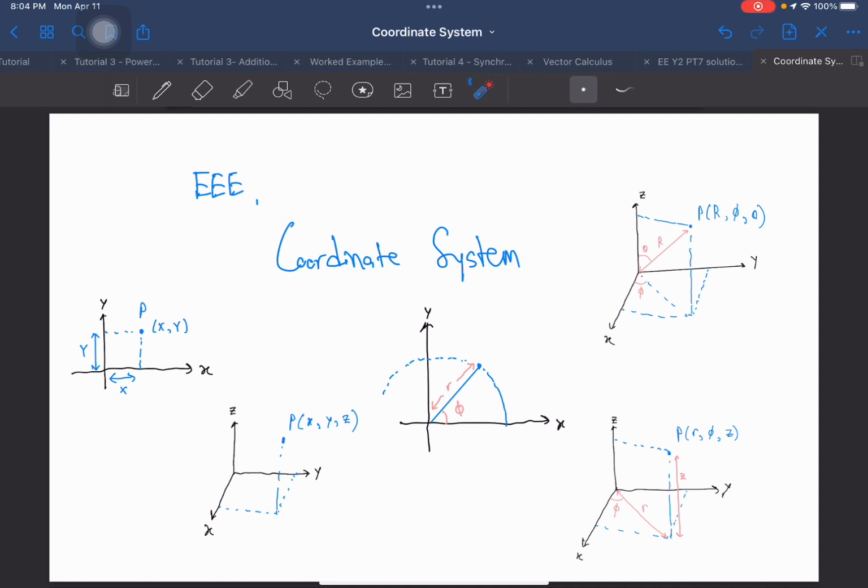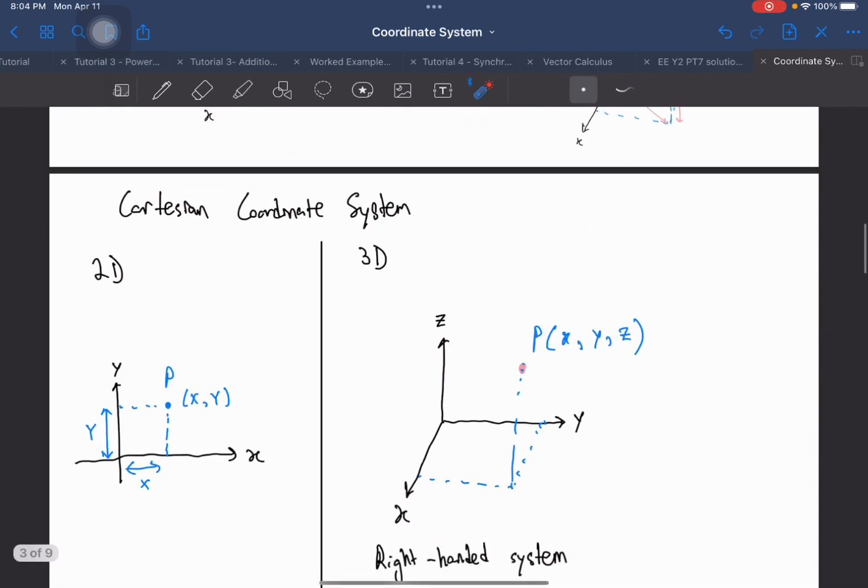Today let's talk about coordinate systems. There are altogether 5 coordinate systems that we have to talk about today. The first one, Cartesian 2D coordinate system. Second one, Cartesian 3D coordinate system. The third one, polar coordinate system. Fourth one, which is cylindrical coordinate system. And fifth one, spherical coordinate system. Okay, so let's go through the first one.